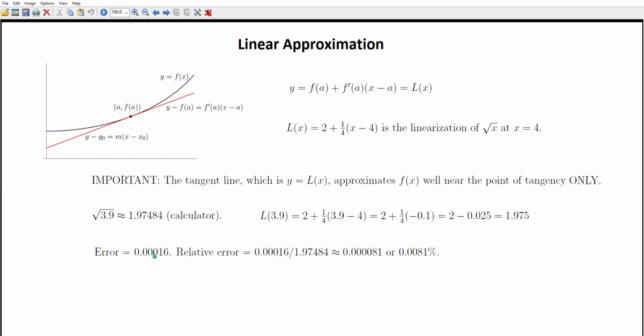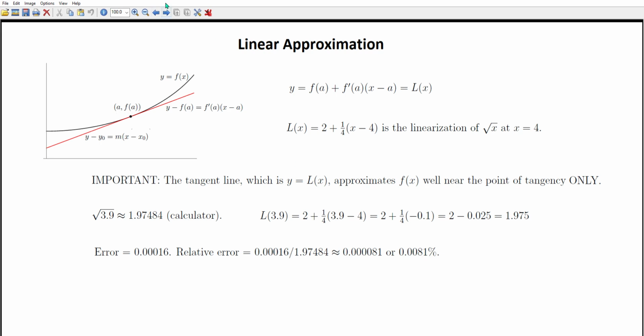The error in the approximation is only 0.00016, and the relative error, which is taking the error and dividing it by the actual value, gives you a percentage error, and here the percentage error is 0.0081%, which is very small.